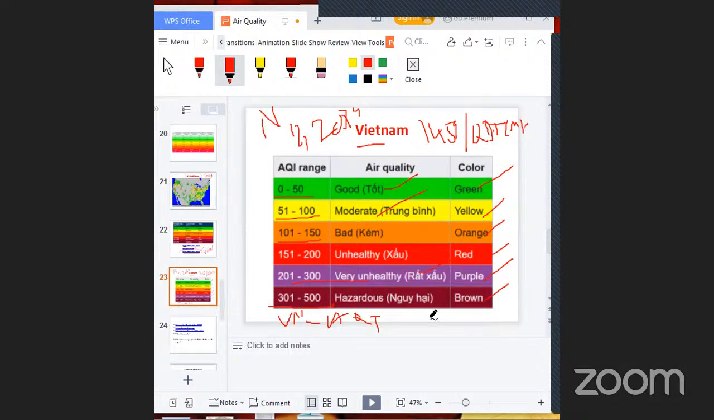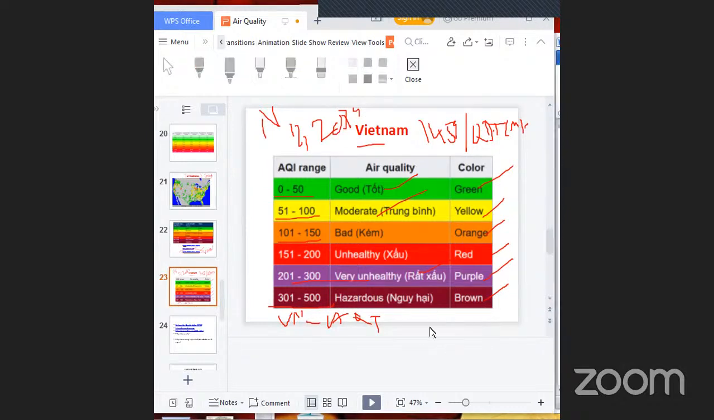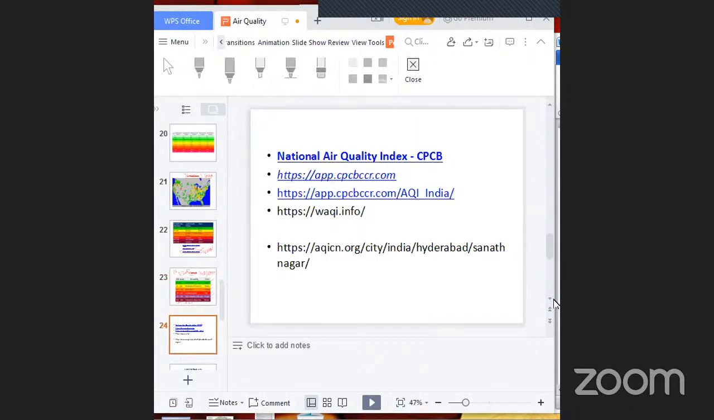So now you can see and check it for your area also, right? So your area air quality index. You see this website, you click on this, right?